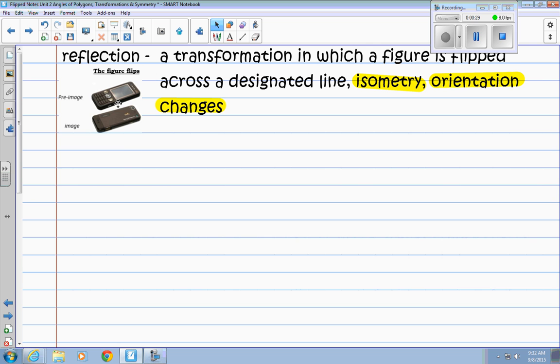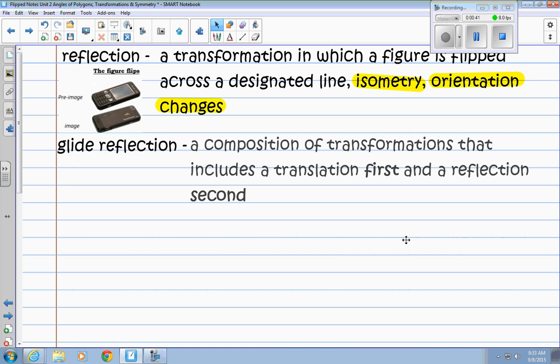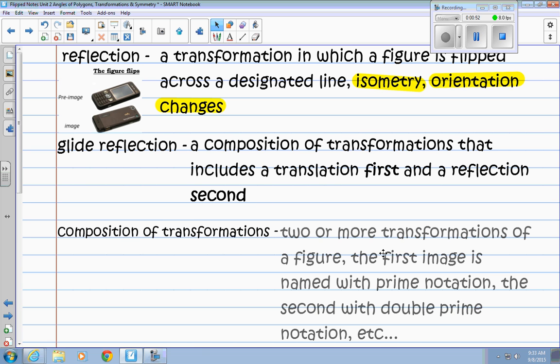This is a picture of a reflection. We essentially take something and then we flip it upside down, or flip it over something, I should say. A special kind of reflection is what we call a glide reflection, and this is actually a composition of transformations. So it's essentially a translation first and then a reflection second. A composition of transformations is just two or more transformations of a figure.